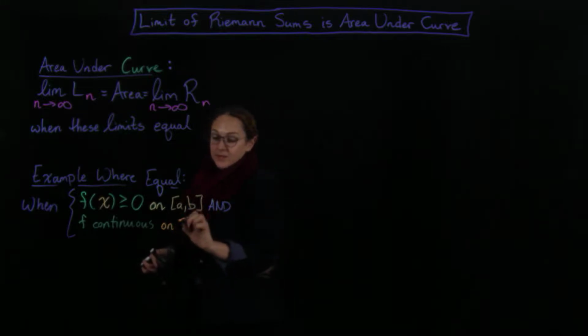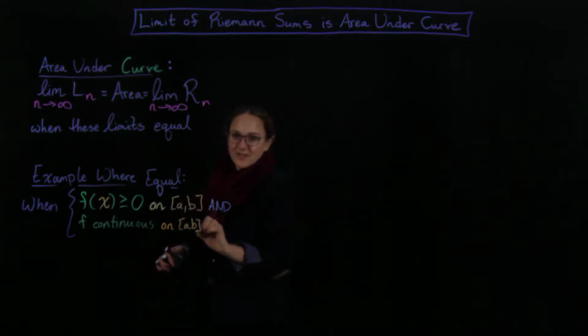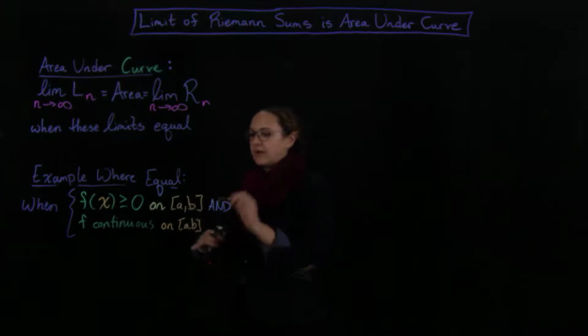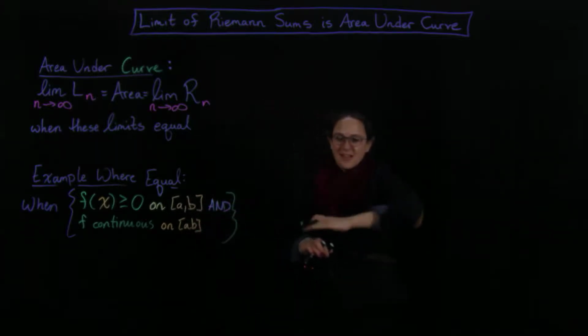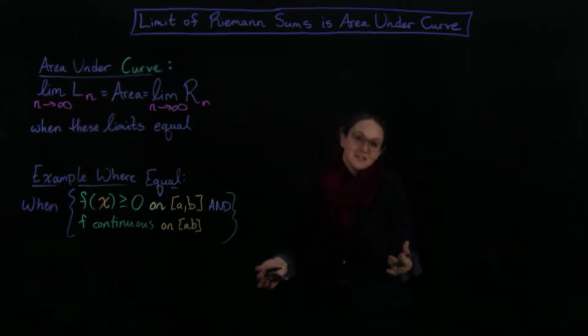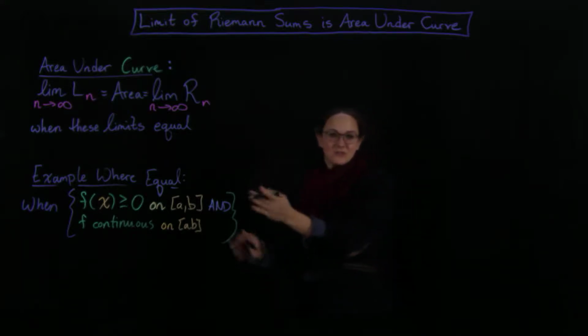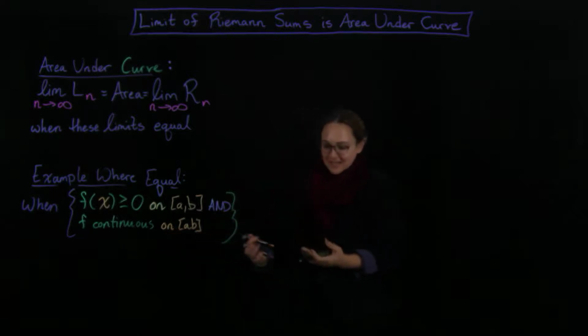As long as we're in this circumstance, and there will be other circumstances where this holds, but for now, you know for sure that if you have a function that's above the x-axis and is continuous on the interval, then you can just do this whole Riemann sum thing and get the area under the curve.